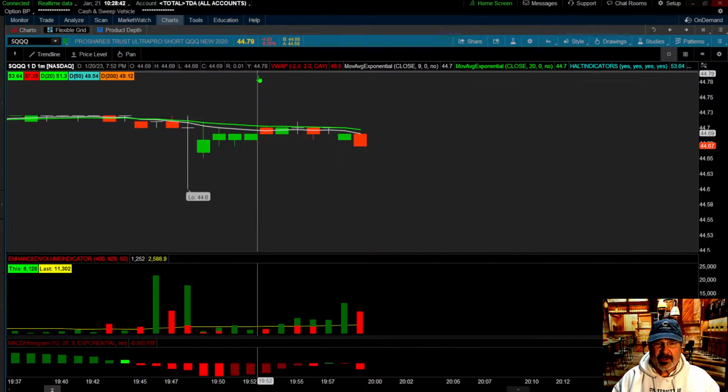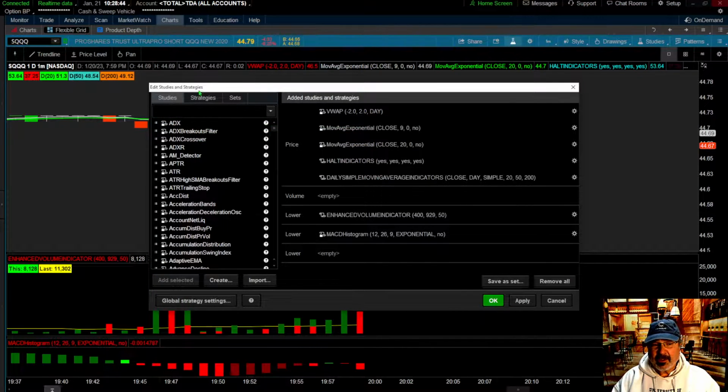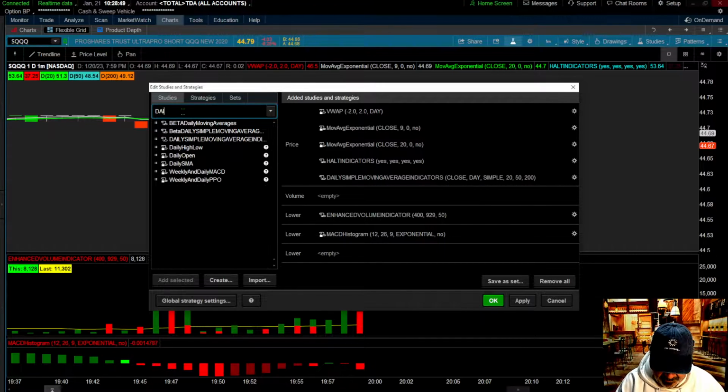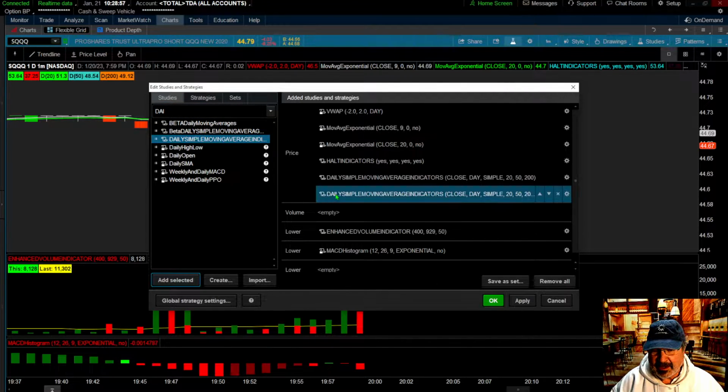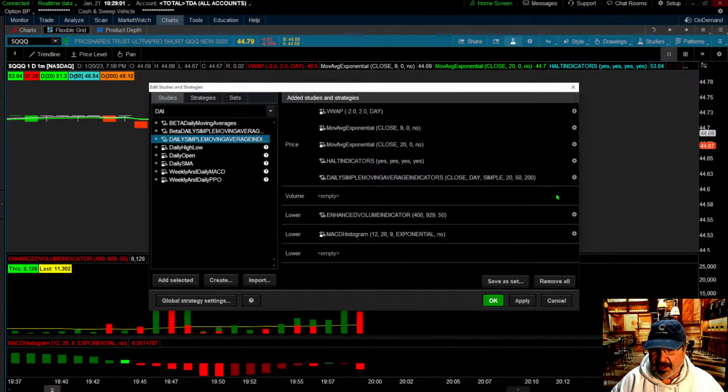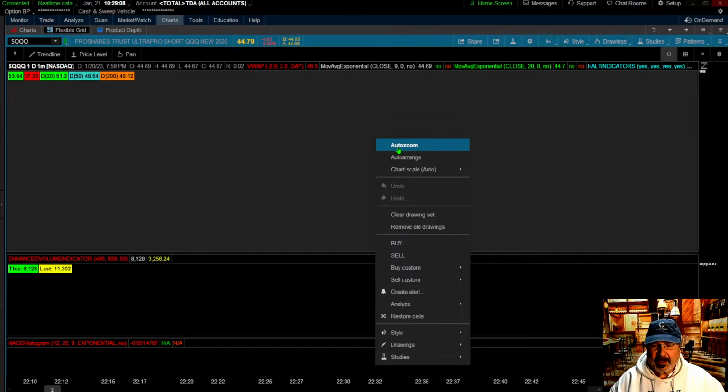Let me just blow one of these charts up. You go into the beaker, and then you would type in the daily. Yours is going to come in right here as the daily simple moving average. You'd highlight it, you add the selected, and you move it over here, and then you say apply and go. So I'm not going to put it up twice because I already have it there. And these show some of the other ones I have. So that's how you get that in, and then it's all in for you there.